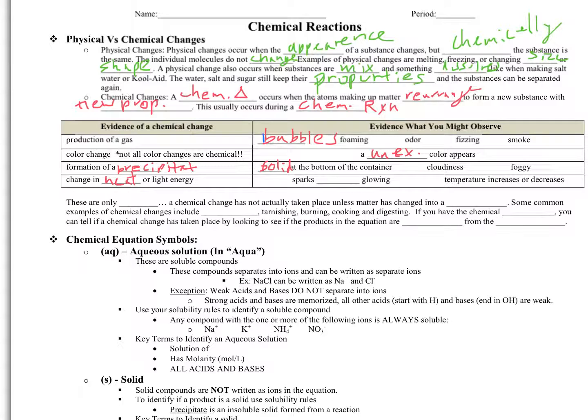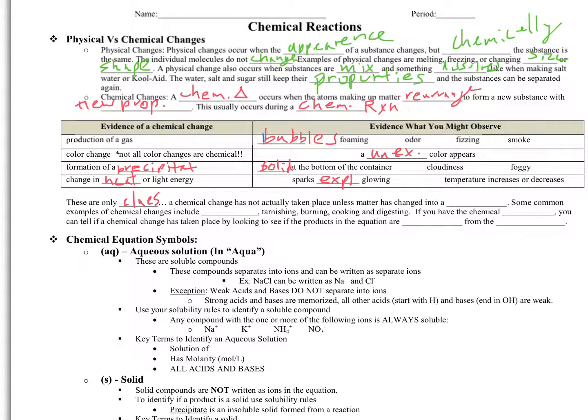So if you see sparks, if you see an explosion, if you see glowing, or temperature increases or decreases, all of these should be signs of chemical change. Being able to recognize and identify a chemical change is important, and you need to be able to support it. So you say, this was a chemical change. I say, why? You need to be able to identify this evidence, these examples, that you know a chemical change has occurred. Okay. So these are only clues.